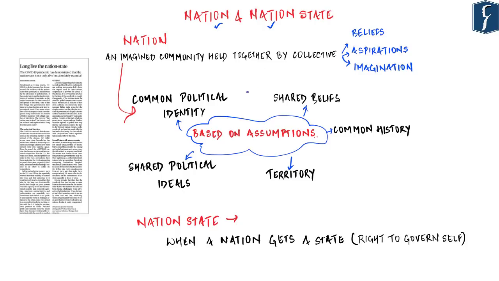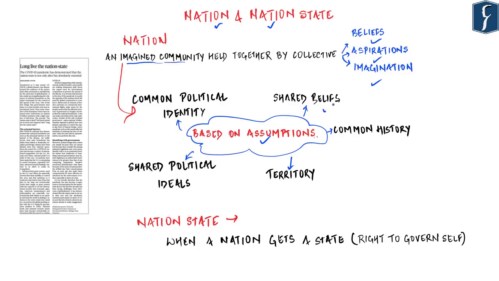A nation, to a great extent, is an imagined community. Now, it might shock you, but we'll see how. The nation is held together by the collective beliefs, aspirations, and imaginations of its members. It is based on certain assumptions which people make about the collective whole with which they identify. So let us identify and understand some of the assumptions which people make about the nation.